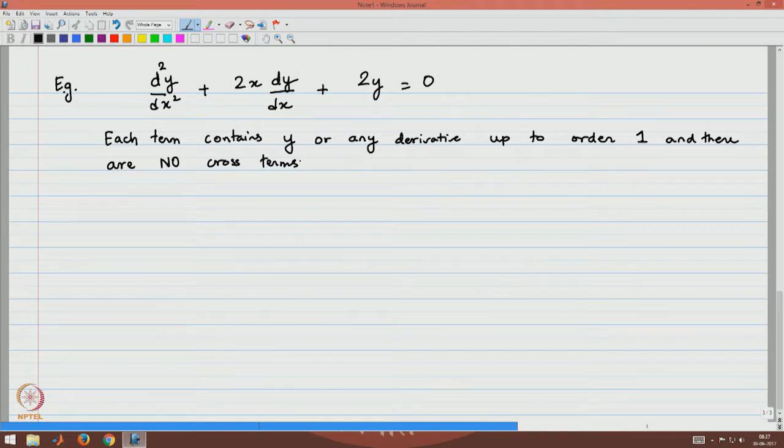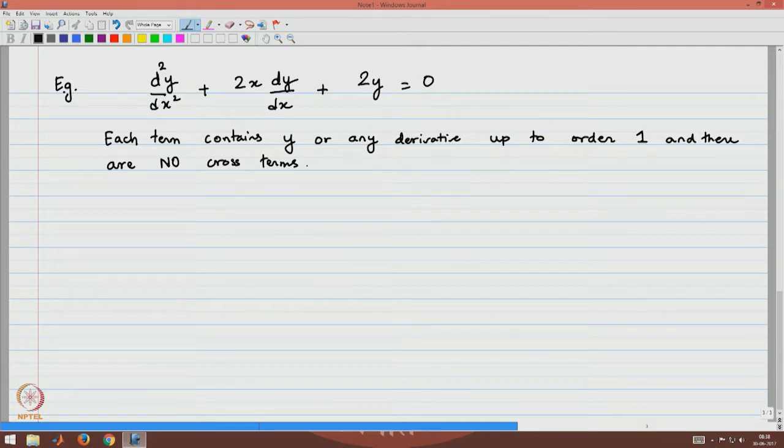So, each term contains y. It contains either y raised to 1, or dy by dx raised to 1, or d square y by dx square raised to 1. Okay, and there are no cross terms. There is nothing like dy by dx square, or dy by dx into d square y by dx square, or y dy by dx, nothing like that. So, there are no cross terms.